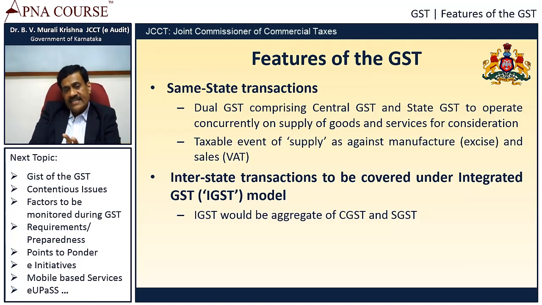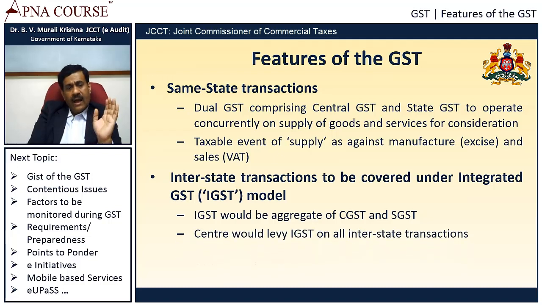So all interstate transactions are to be covered in the integrated GST model, whereas for same-state transactions you have dual GST. Means within the state of Karnataka, within the state of Haryana, any supply of goods and services has two components: central GST levy and also state GST levy. And IGST is levied by the center. The central enactment will levy the IGST on all interstate transactions.